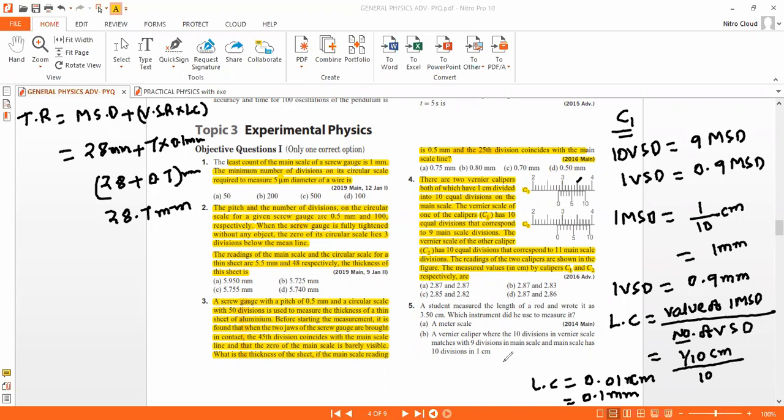28.7. They are asking in centimeters now. So how much will we get? 2.87 centimeter. Fine. Like this, we need to find the reading on the C2 also.